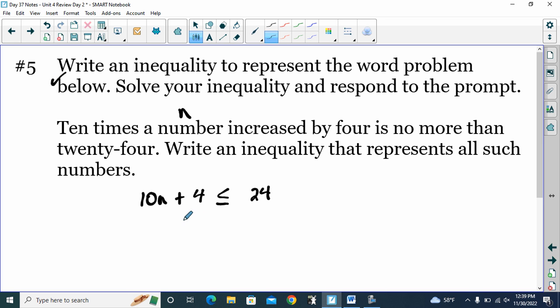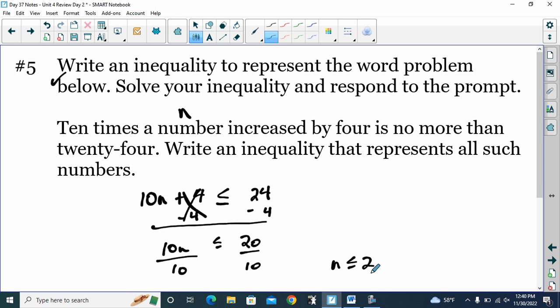Solve your inequality. Let's do that. Subtract 4 from both sides. 10n is less than or equal to 20. Divide both sides by 10. How do we get n has to be less than or equal to 2? Solve your inequality. Did that part. And respond to the prompt. Write an inequality that represents all such numbers. That's what we did right here. So that number has to be less than or equal to 2.